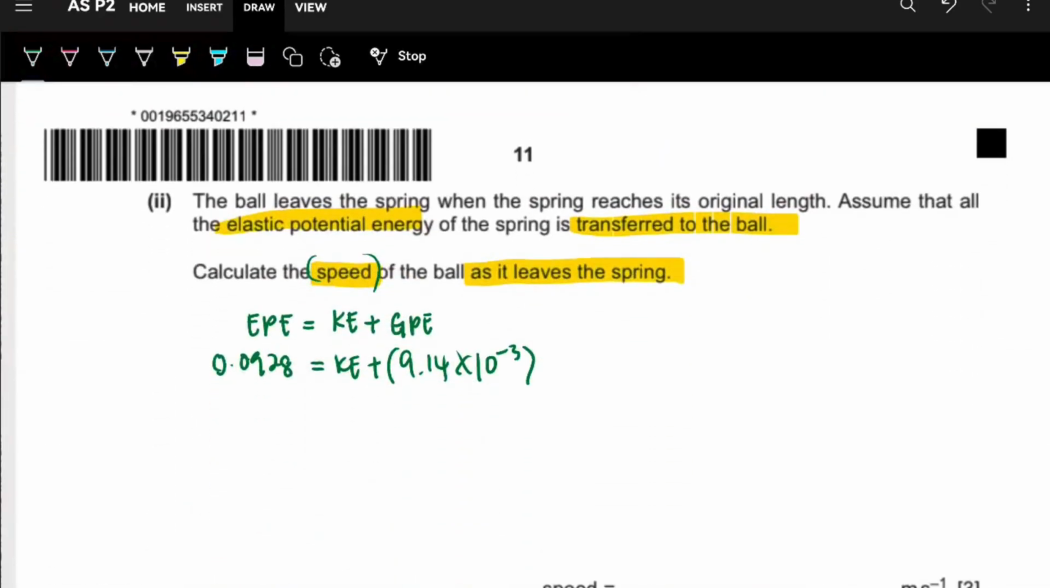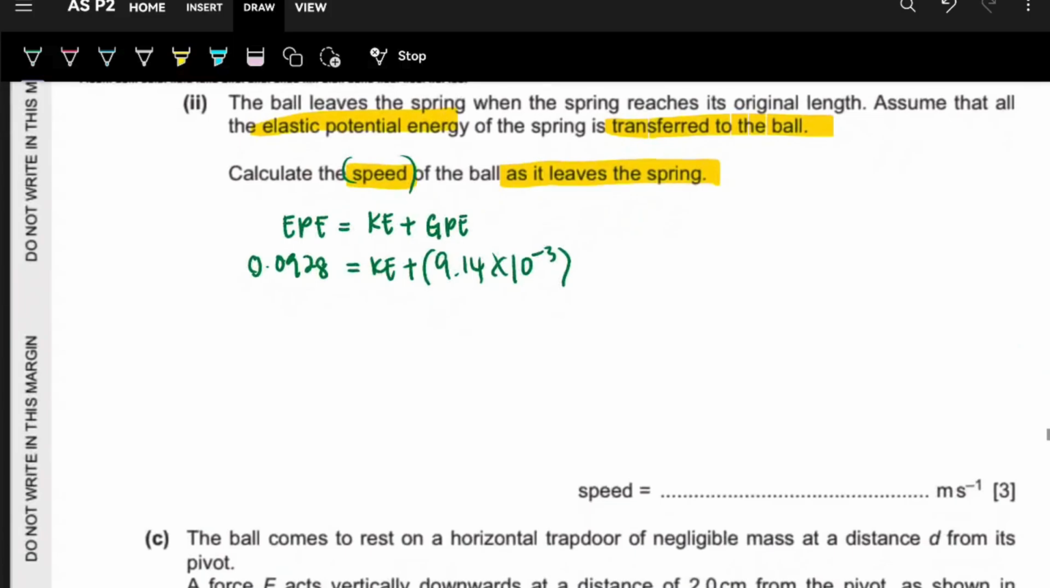So take your calculator out, and it's time to perform some calculation. So your kinetic energy is actually... Make sure you minus properly. Do not make any mistake along the way. And you will get your kinetic energy as 0.08366.